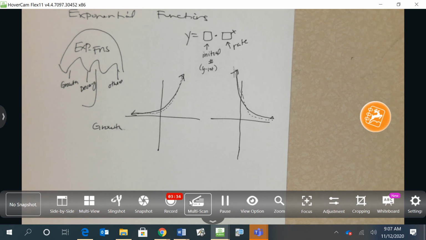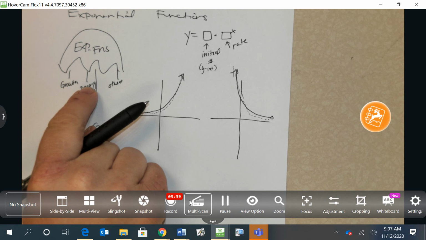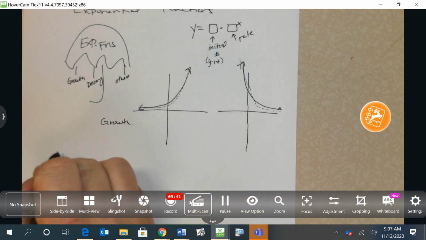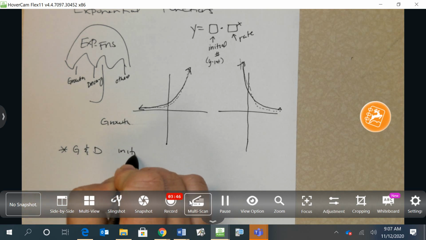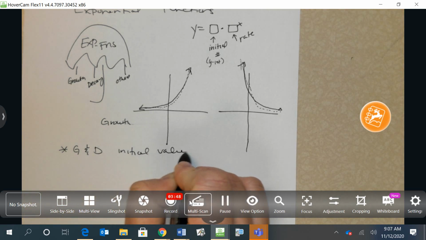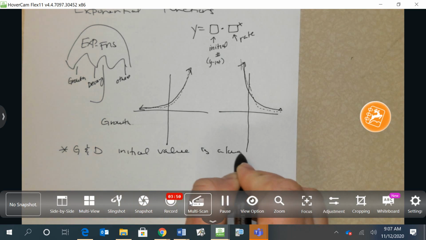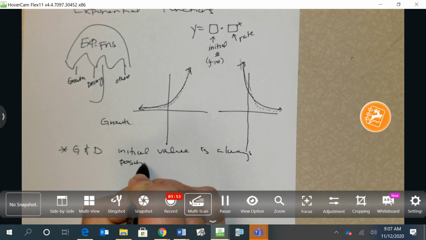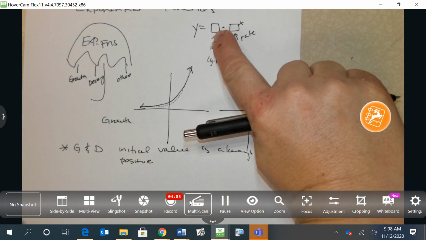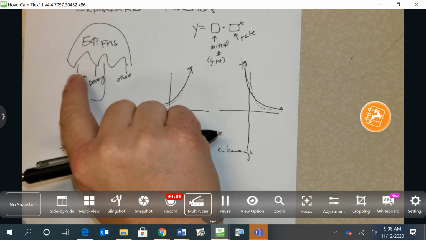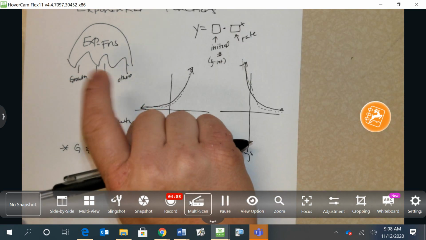Now one thing that's important to know about exponential growth and exponential decay: for growth and decay, this initial number, the initial value, is always positive. Now, is there a way that you'd be able to look at an equation and say, oh, that's growth, or that's decay, or that's other? There is a way. If this is positive, there's a chance it could be growth or decay, right? If this is not positive, it goes into the other category.